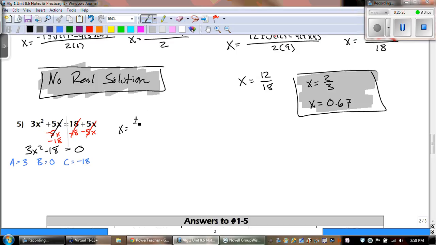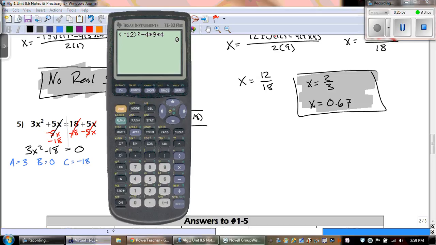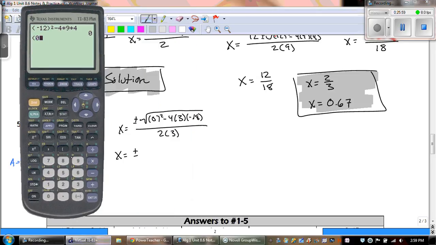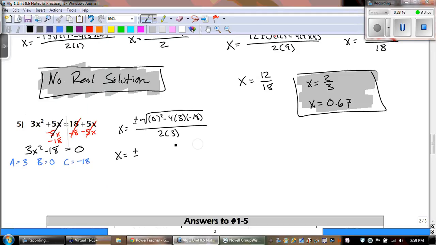So, we have plus or minus the square root of 0 squared minus 4 times A times C, all divided by 2A. So when we get that, we get plus or minus underneath the square root, we have 0 squared minus 4 times, oh, sorry, I got to put this all in parentheses, times 3 times negative, negative 18, and then we get positive 216.